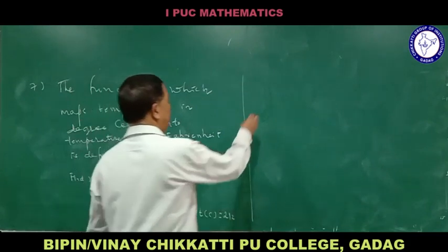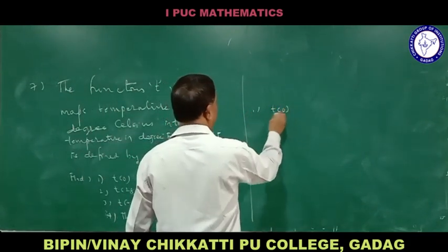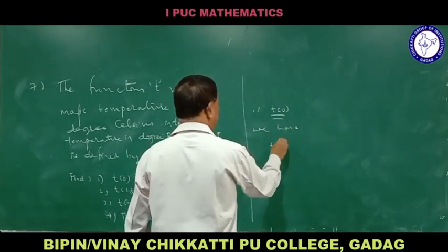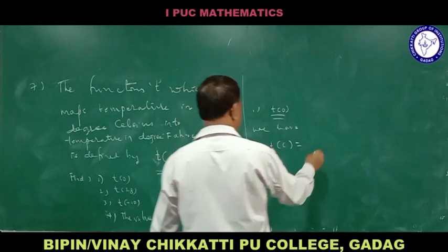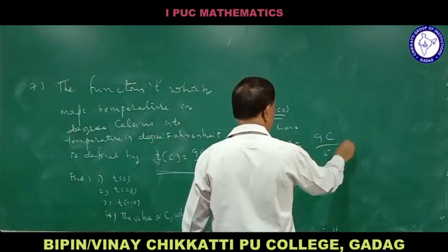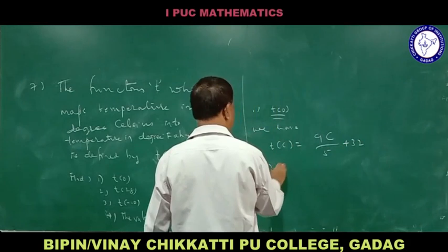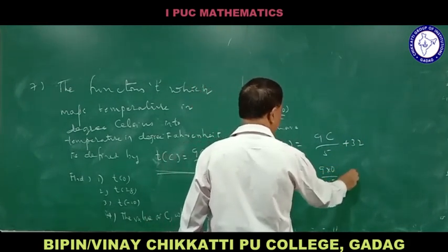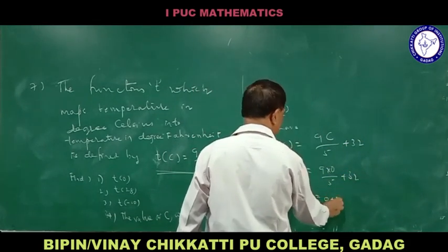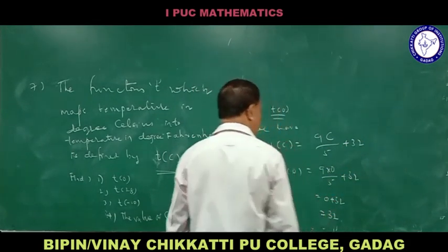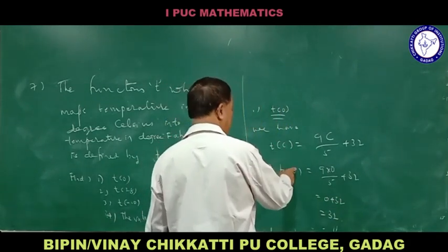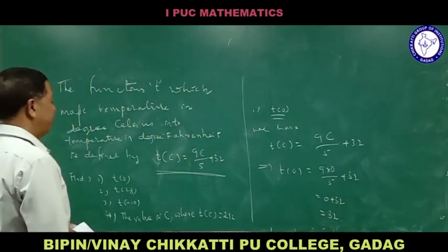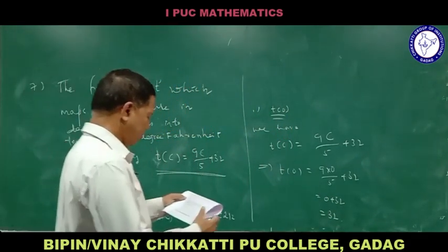Now I explain how you convert. The first one, what is the first one? T of 0 you have to calculate, and we have the formula. T of C is equal to 9C by 5 plus 32, you have to remember this. This implies T of 0 is equal to 9 into 0 divided by 5 plus 32. So 0 plus 32, and this is 32. Here you understand 0 degree centigrade is 32 degree Fahrenheit. So this is the way of converting to get all the results here.